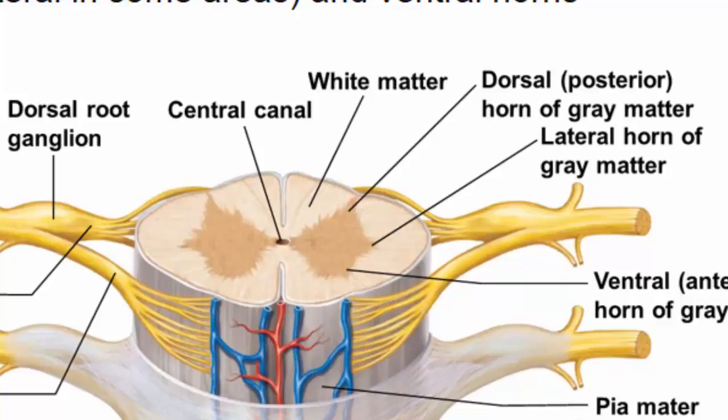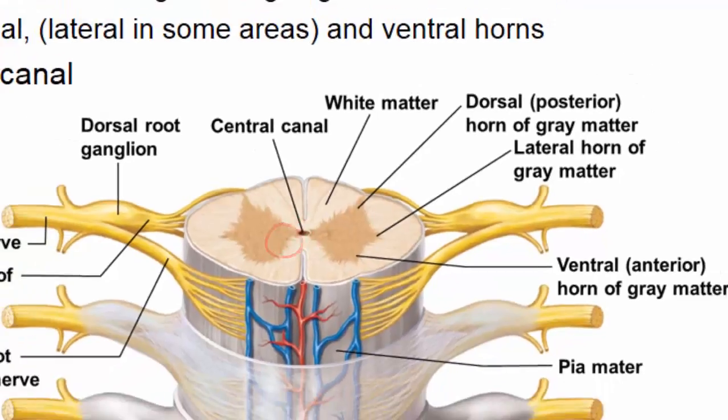And when we look at the gray matter, we can see that there are different sections to it. We have the dorsal horns of the gray matter located towards the back of the spinal cord, the ventral horns of gray matter located towards the anterior or front of the spinal cord, and then in some areas of the spinal cord there are lateral horns which are located between the dorsal and the ventral gray areas. In the very, very center of the spinal cord, we find the central canal, which is a pin-sized hole that contains cerebrospinal fluid.